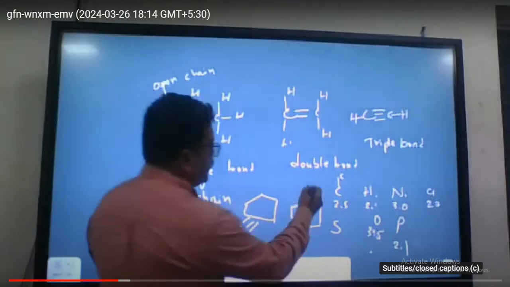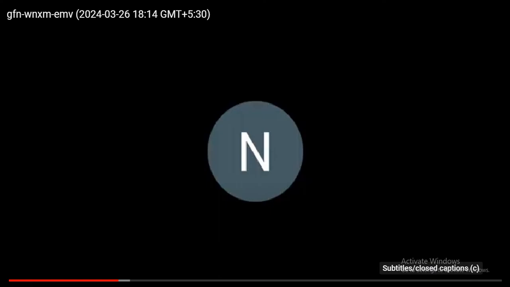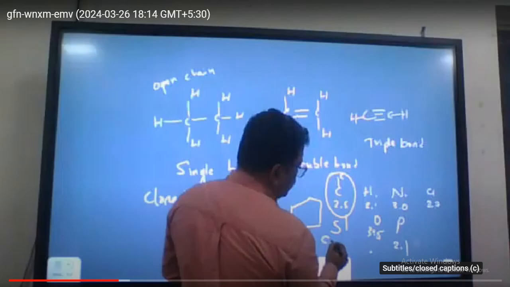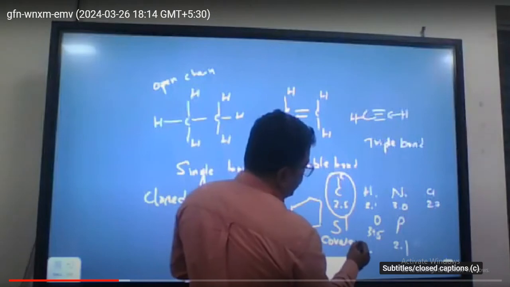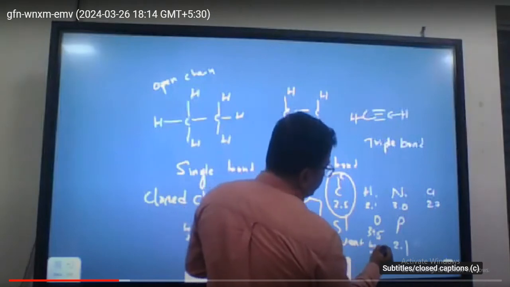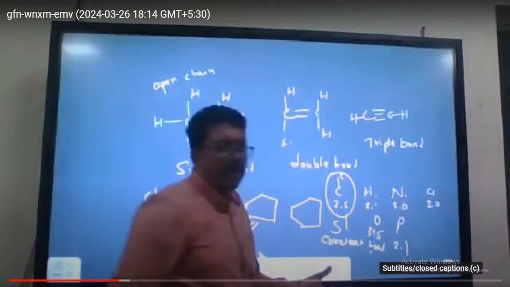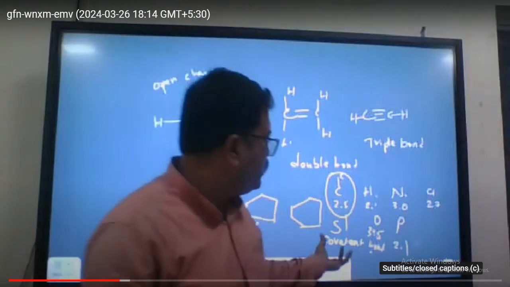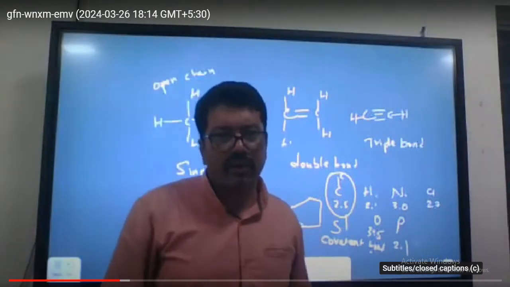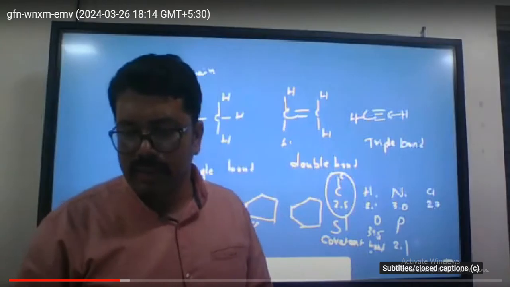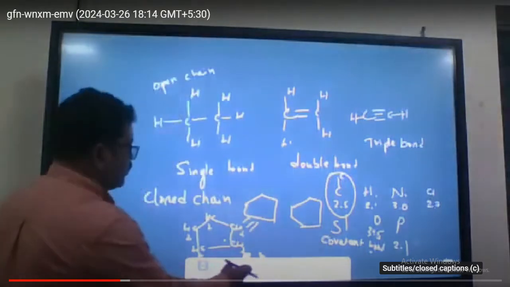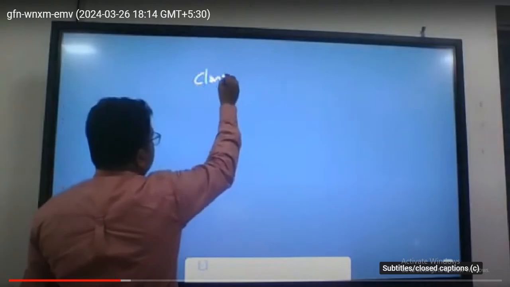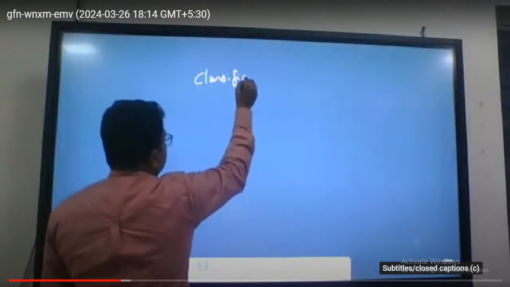Carbon forms covalent bonds with all these elements due to almost near electronegativity and the small size of carbon. So, the classification of organic compounds.